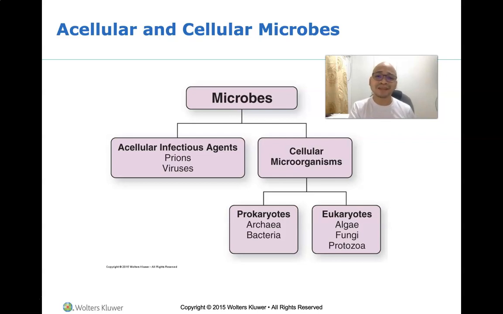Examples of these are the bacteria and the archaeobacteria. What's the difference? Bacteria have a cell wall, and that cell wall is made up of peptidoglycan. Archaeobacteria do not have a cell wall. Archaeobacteria live in extreme environments. Some of them are methanogens, meaning they are capable of producing methane.